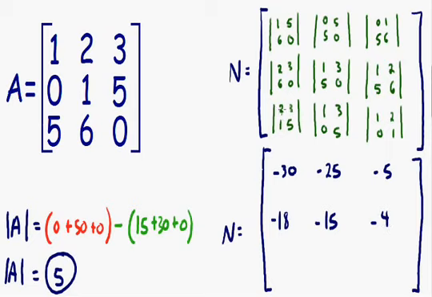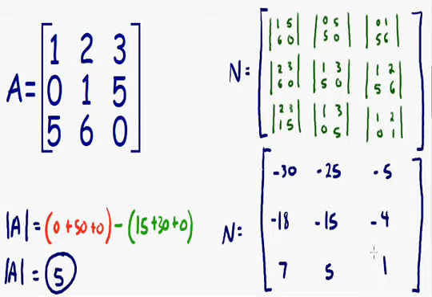Moving on to the bottom left matrix, we have 2 times 5, which is equal to 10, and we have 3 times 1, which is 3. 10 minus 3 is equal to positive 7. Moving on to the bottom middle matrix, we have 1 times 5, which is 5, and 3 times 0, which is 0. 5 minus 0 is equal to positive 5. And moving on to the bottom right, we have 1 times 1, which is equal to 1, and 2 times 0, which is equal to 0. 1 minus 0 is equal to positive 1.